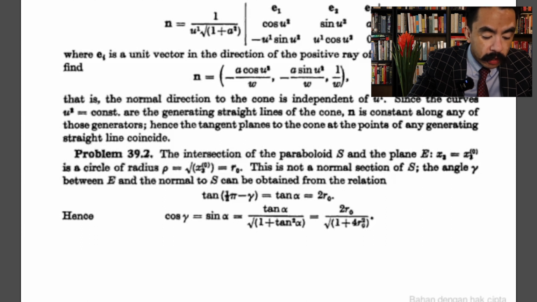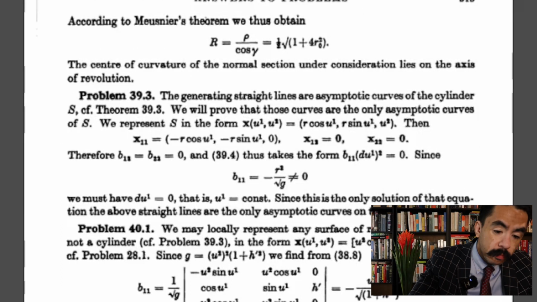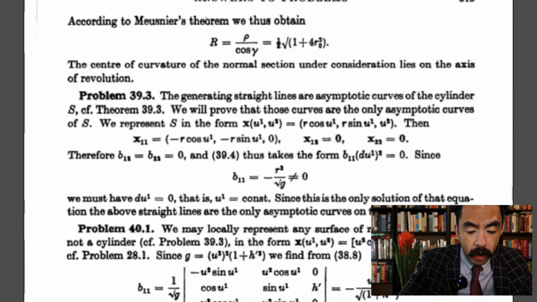The angle gamma between E and the normal to S can be obtained from the relation tangent of pi over 2 minus gamma, which is equal to tangent of alpha, which is equal to 2 times r sub 0, or r naught. Hence, cosine gamma is equal to sine of alpha, which is equal to tangent alpha over the square root of 1 plus tangent squared of alpha, which is equal to 2r naught over the square root of 1 plus 4r naught squared. According to Meusnier's theorem, we thus obtain R equals rho over cosine gamma, which is equal to 1/2 times the square root of the quantity 1 plus 4 times r naught squared. The center of curvature of the normal section under consideration lies on the axis of revolution.